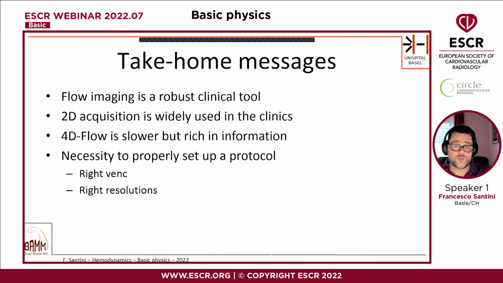However, it's necessary to properly set up a protocol, and this means you have to choose the right VENC, and especially with 4D flow, you have to decide it beforehand because you might not have time to repeat the acquisition, and also the right spatial and temporal resolutions for the things that you want to measure. Okay, with this, I conclude my presentation.